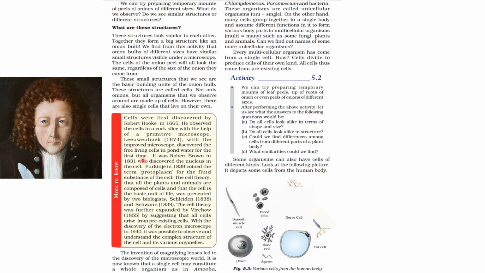It was Robert Brown in 1831 who discovered the nucleus in the cell. Purkinje in 1839 coined the term protoplasm for the fluid substance of the cell. Next is about the cell theory.